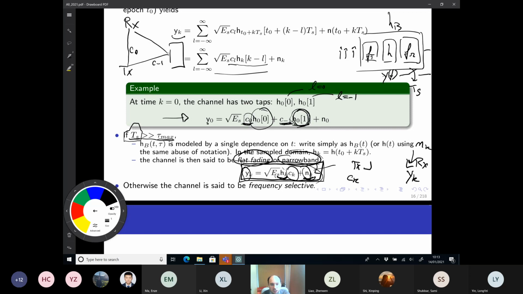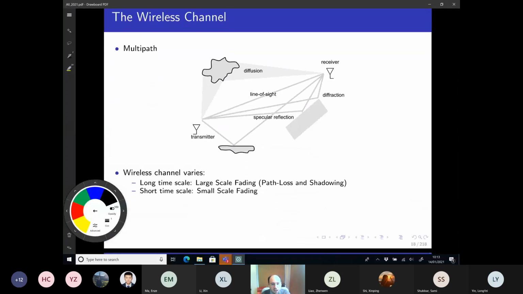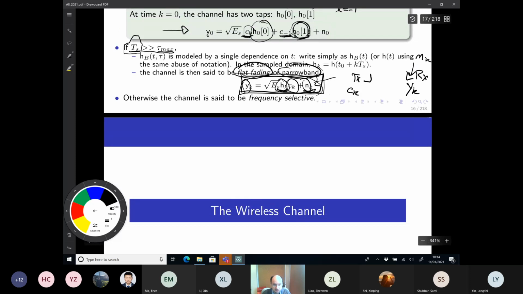This is what you may have seen in the year 3 course with Professor Manikas. So this is what we're going to assume here: for our given bandwidth, the delay of the channel is reasonable, not too large to create interference between symbols. But we're still going to have multiple paths that contribute to the shape of this h of k. So h of k will still come from the contribution of multiple paths, but all those paths arrive within a certain delay tau max that is smaller than the symbol duration.